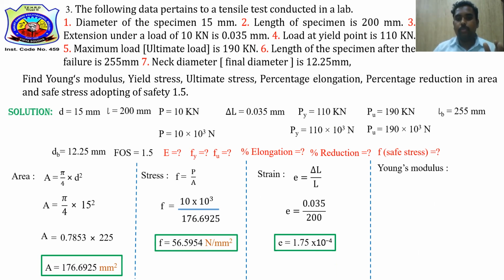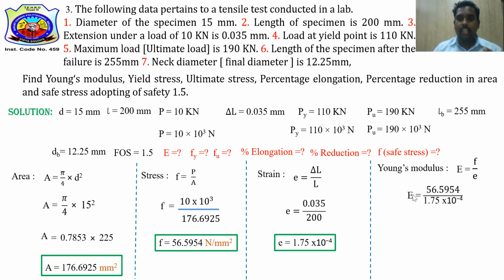Young's modulus, what's the formula for Young's modulus? E equals F by e. Just cross check, can we solve this formula? How many unknowns are there? Do we know the value of E? No, it's unknown. What about F? Yes, it is known. What about e? Yes, it is known. So since we have only one unknown, we can solve this formula.